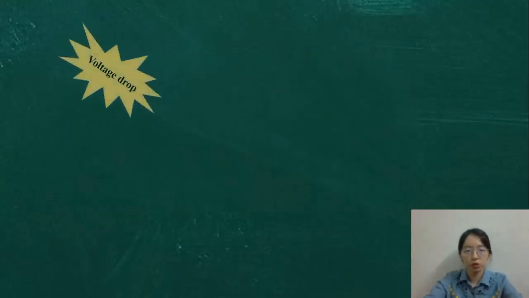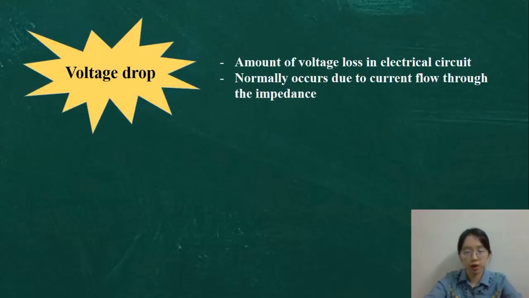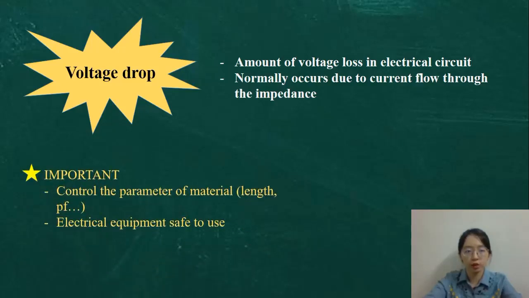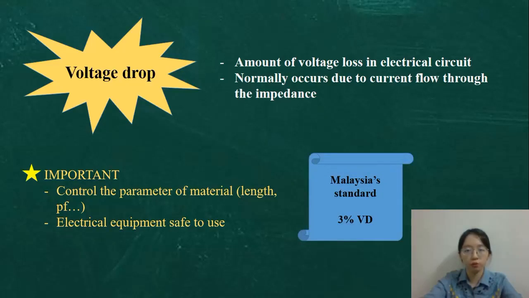Next, voltage drop. The voltage drop is the amount of voltage lost in the electrical circuit and normally occurs due to the current flow through the impedance. It is important as the engineer can control the parameters such as the length of the wires or the power factor. The voltage drop shows whether the electrical equipment is safe to use. According to the Malaysia standard, the voltage drop must be less than or equal to 3%, so it can avoid hazard.